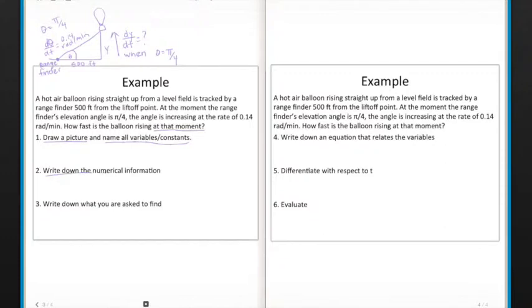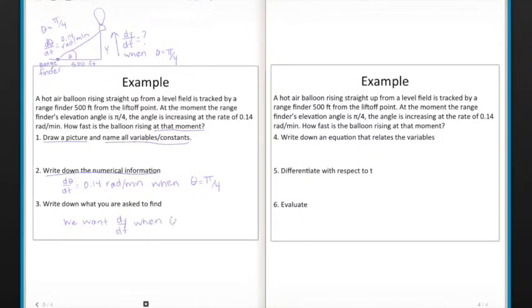I almost forgot to put that rangefinder in there. Make sure we understand that that point, that corner of the triangle, is where our rangefinder is. Now we're going to write down our numerical information. d theta dt is our 0.14 radians per minute. And that's us expressing that rate of change as a quantity. And we know that our theta equals pi over 4. We do also know that the rangefinder is 500 feet, as we've already clearly labeled on the picture.